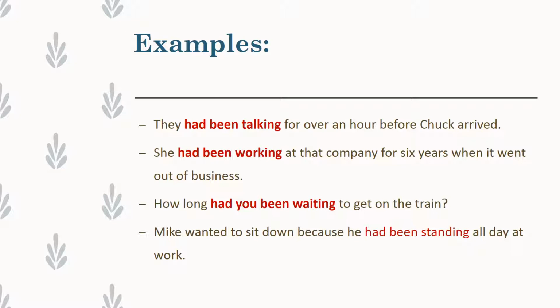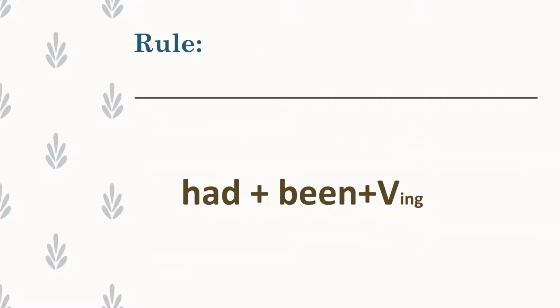Okay? So she had been working at that company for 6 years when it went out of business. How long had you been waiting to get on the train? Mike wanted to sit down because he had been standing all day at work. The rule we use for past perfect continuous tense is had plus been plus verb with the ing.